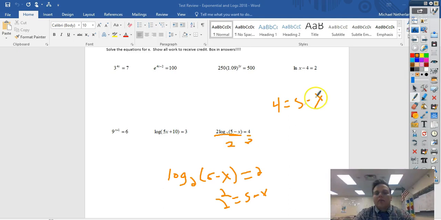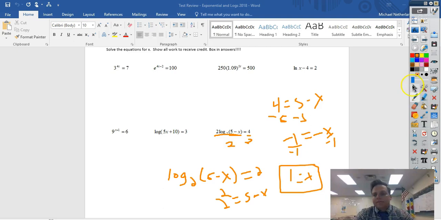Now I need to finish off for x. This is a positive 5, so I'm going to subtract 5 from both sides. I get negative 1 is equal to a negative x. And so I divide both sides by negative 1 to get a positive x. So I get 1 equals x. Bam.